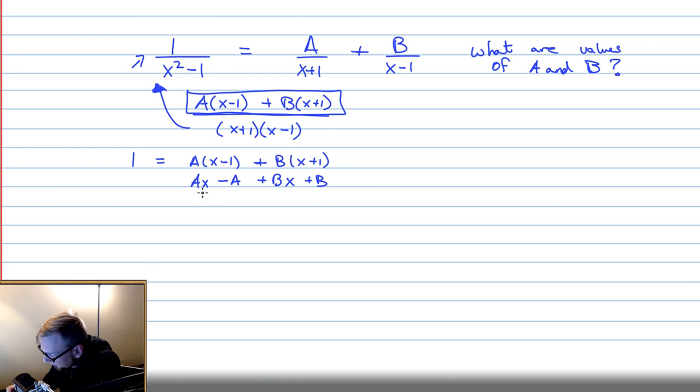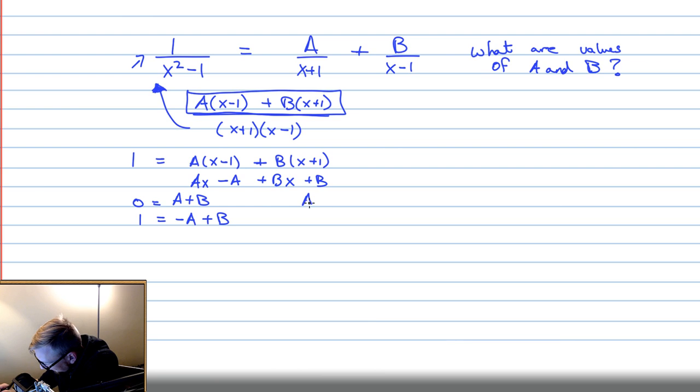So we're going to group together these common terms and set them equal to the other side. Well, there's no x on the left-hand side, so 0, because 0 times x would be a plus b. And then we would have minus a plus b is equal to 1. So 1 equals minus a plus b.